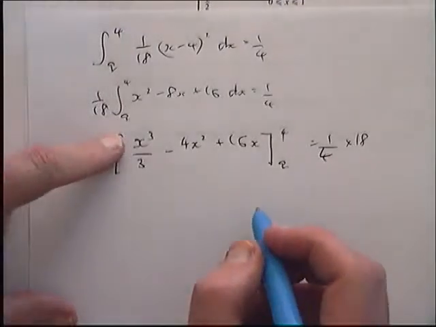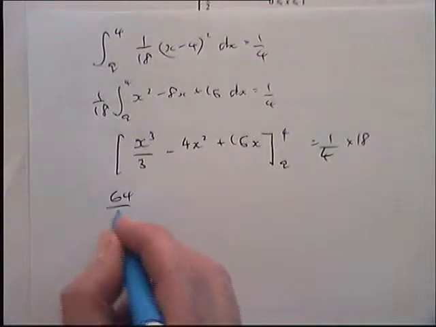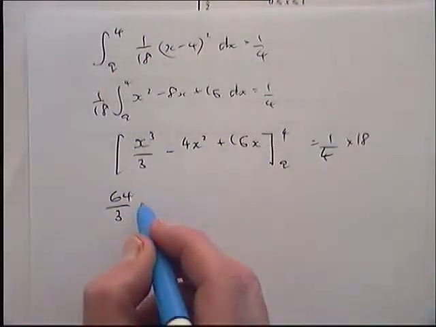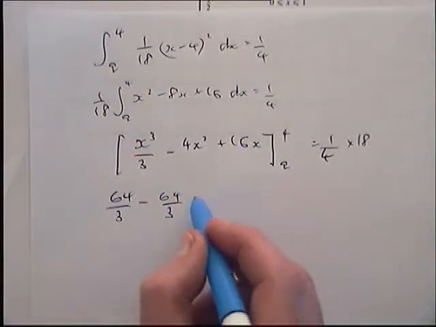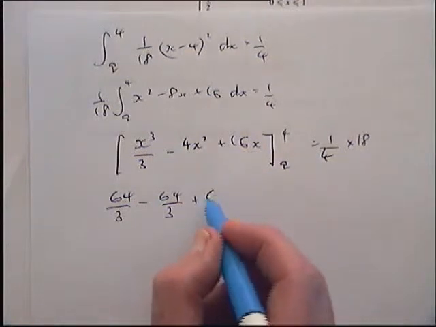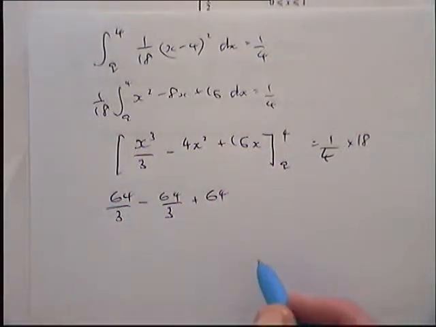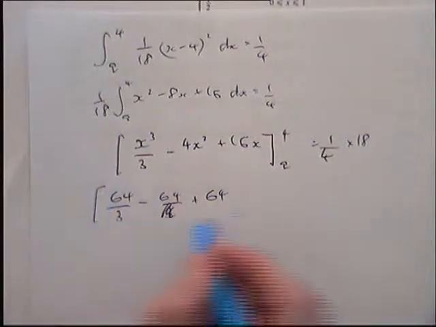Stick 4 in. 4 cubed. 4, 16, that's 64, isn't it? 64 over 3, that's 4 cubed as well, isn't it? So that disappears. Have I done that correctly? And then 16 times by 4, that's 64. Why is it over 3 the second bit? Yeah, one of them stayed. I made that bit up, didn't I? Yeah, okay, so there we go.